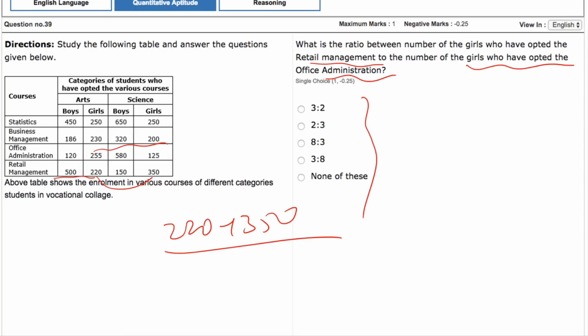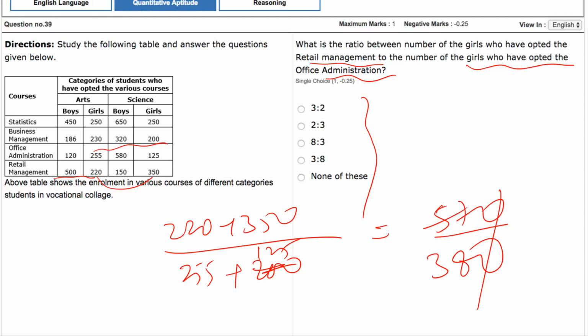So this is 255 plus 200, right? I hope I am not doing anything wrong. Office administration, sorry, this is 125. Okay, this is the first easy question that I was also doing wrong. So this is 570 and this is 380. Wow, 3:2. First easy question here, but I have hit my mark of 30 questions in quant. Why should I be bothered about these 3 or 4 speed breaker questions?